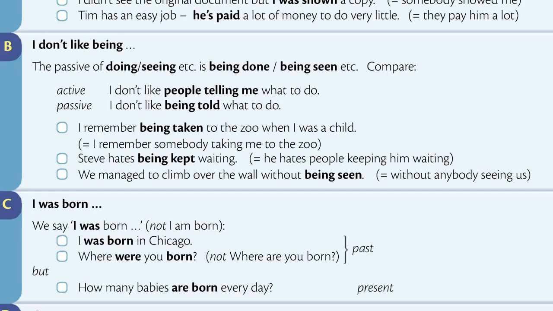Section B. I don't like being... The passive of doing, seeing, etc. is being done or being seen, etc. Compare. Active: I don't like people telling me what to do. Passive: I don't like being told what to do. I remember being taken to the zoo when I was a child. Steve hates being kept waiting. We managed to climb over the wall without being seen.